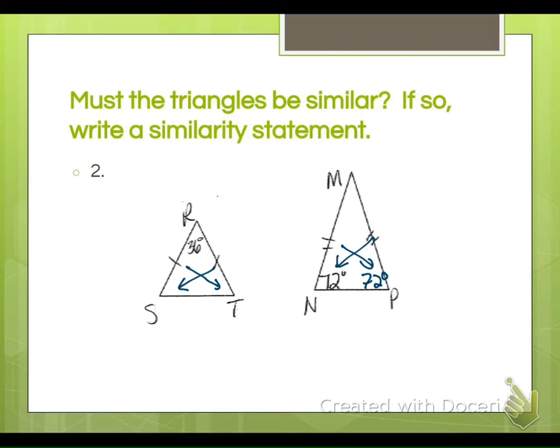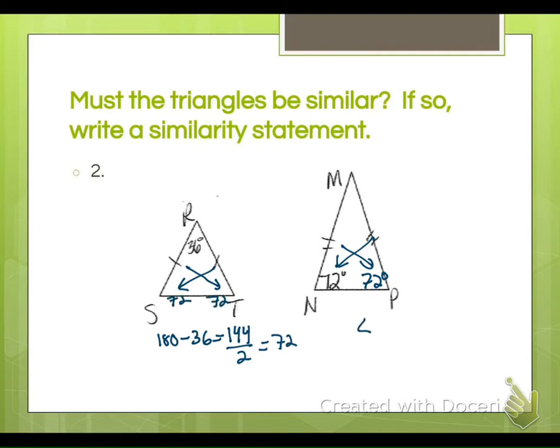So to find S and T, we're going to take 180 and subtract the angle you know. So 180 minus 36 should give you 144. And that's going to be split between the two base angles. How do we split something between two base angles? How do I split 144? Divide by 2. Yep, we get 72. So we know the two base angles are 72.